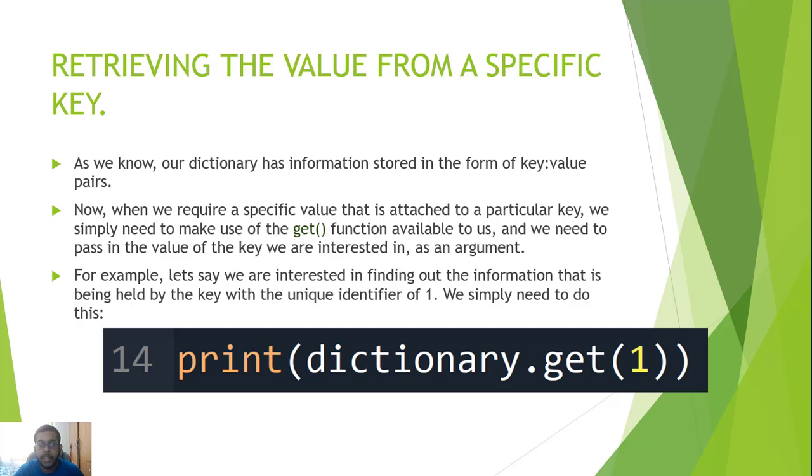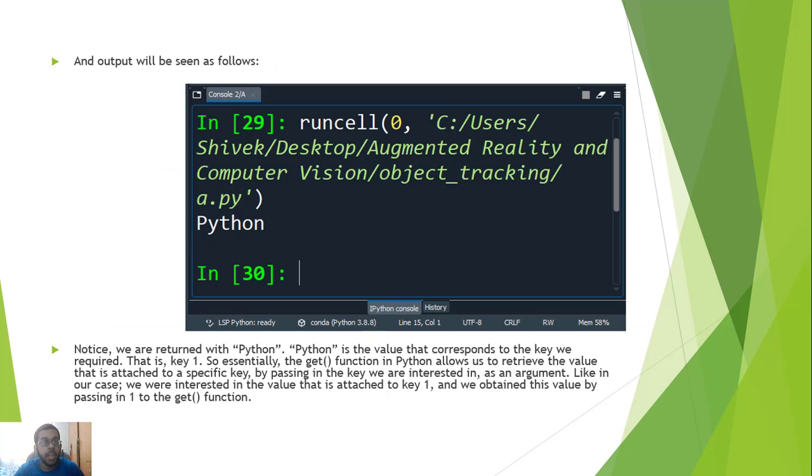Print dictionary.get(1), and the output will be seen as follows. Python. Notice we are returned with Python. Python is the value that corresponds to the key we required, that is key 1. So essentially, the get function in Python allows us to retrieve the value that is attached to a specific key by passing in the key we are interested in as an argument. Like in our case, we were interested in the value that is attached to key 1, and we obtained this value by passing in 1 to the get function.